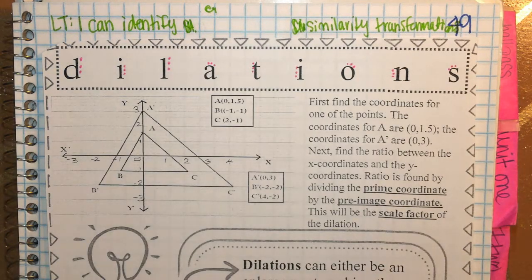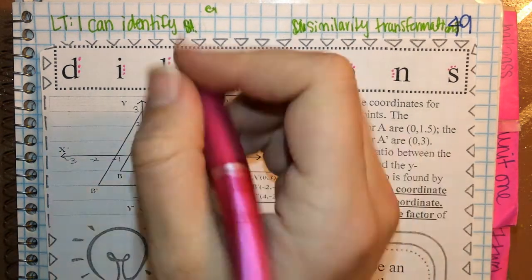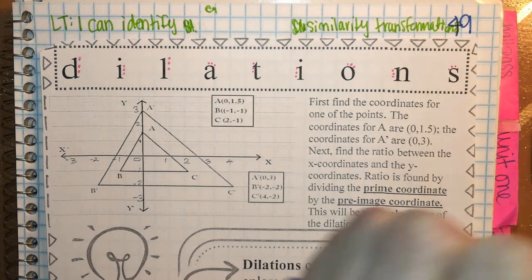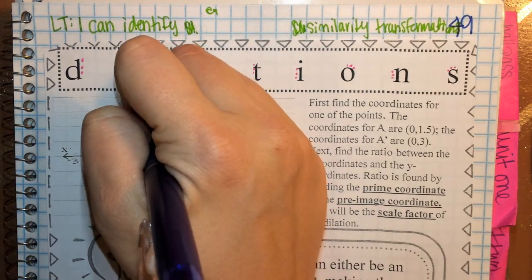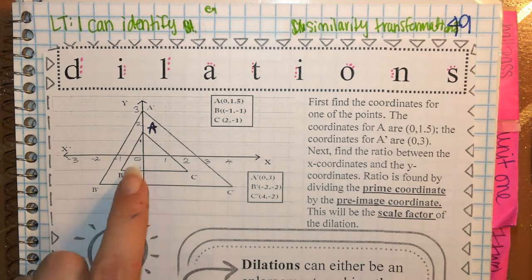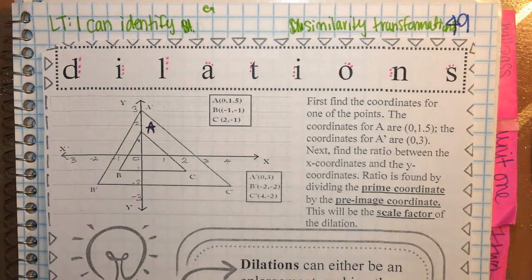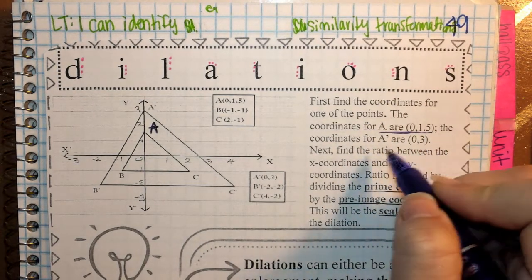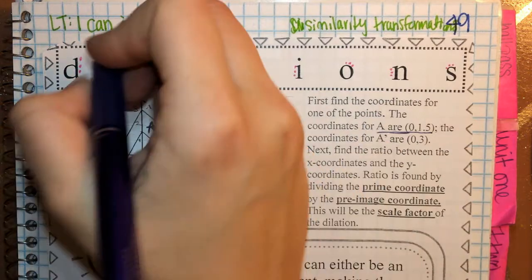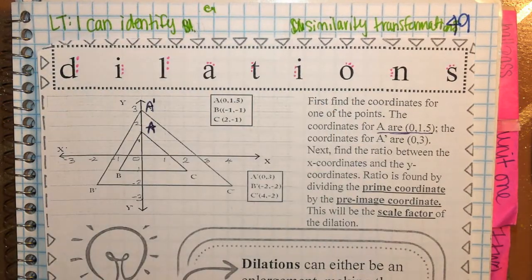It says, first find the coordinates of one of the points. So we're going to start with this A right here. If you need to darken in that this is an A, darken it in. This is at 0, and it's up about 1.5. Then I want to find the coordinates for A prime. This apostrophe is just called A prime. It just means that it's the next A.